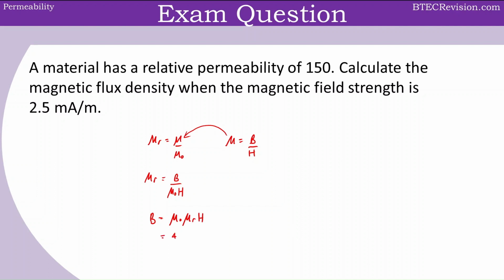Now we can plug in values. Mu naught is 4 pi times 10 to the power of minus 7. Mu R is 150. And H is 2.5 milli, so that's times 10 to the power of minus 3. This gives us a value of 4.71 times 10 to the power of minus 7 Teslas.